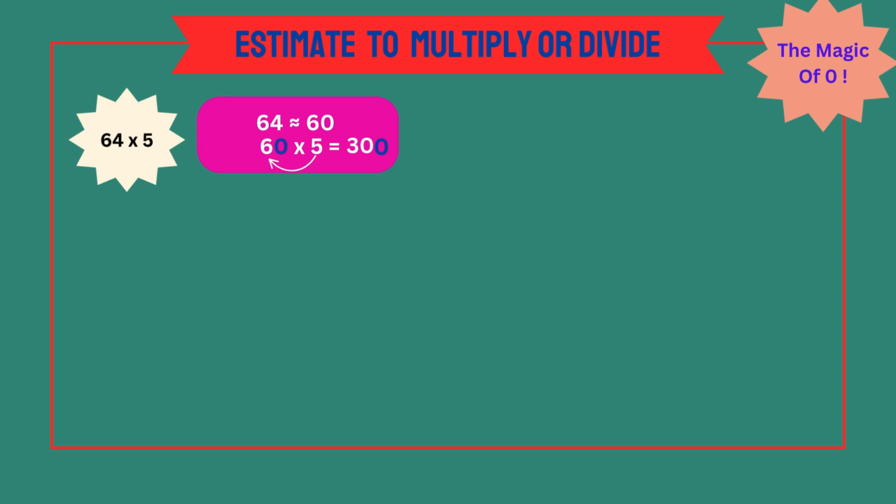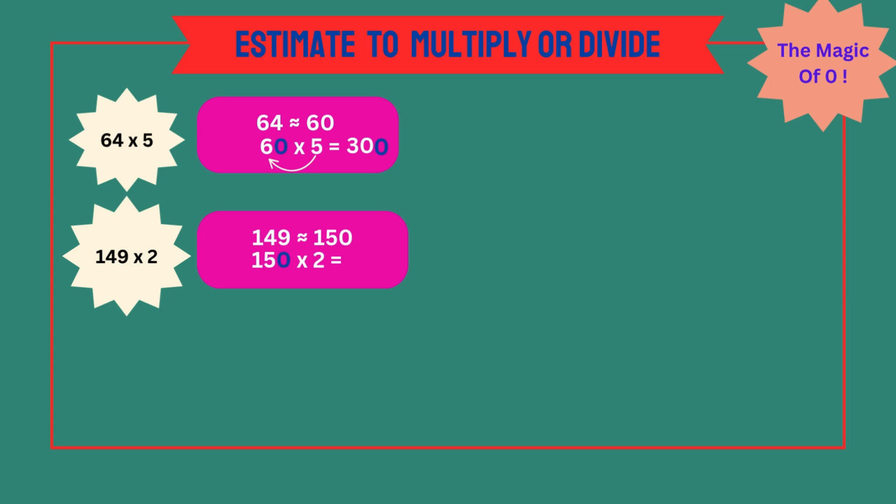Next one, 149 times 2. Let's round up 149 to 150. Similar to the previous one, we leave the 0 and multiply 15 times 2. It gives us 30. Now we add the 0 at the last, making our answer equal to 300. So, 149 times 2 approximately equals 300.